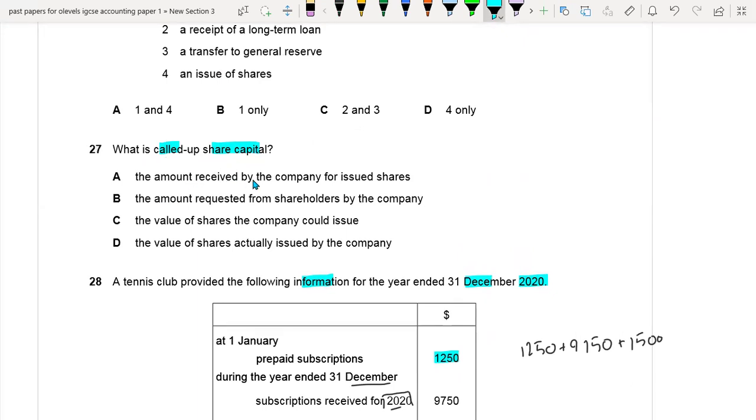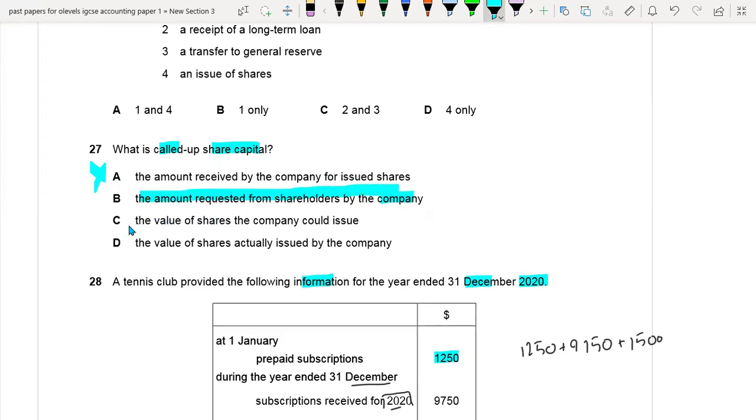So let's see, amount received by the company for issued share. I have told you that this is basically not received by the company. It is receivable. So this is why A is not the option. Amount requested from shareholder by the company. Yes, this is the amount which the company will request from shareholders, that please pay your amount for your purchased share. So B option is the right option.